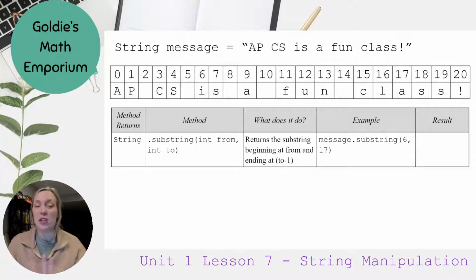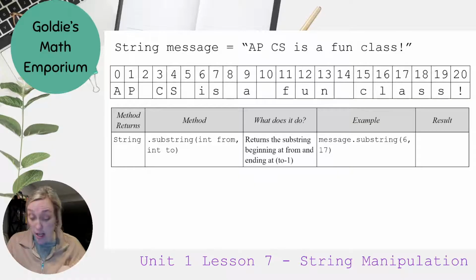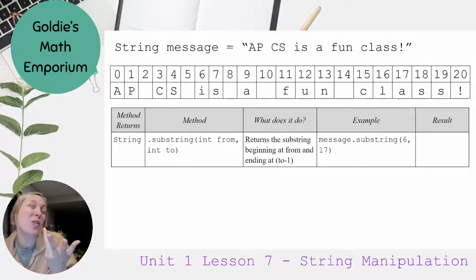Okay, here's another one, substring. Substring is actually an overloaded method. Oh my gosh, we just talked about overloaded methods. So when I say there are 5 methods we're going to learn about, that includes the 2 substring methods because it's an overloaded method. There are 2 ways we can use substring.